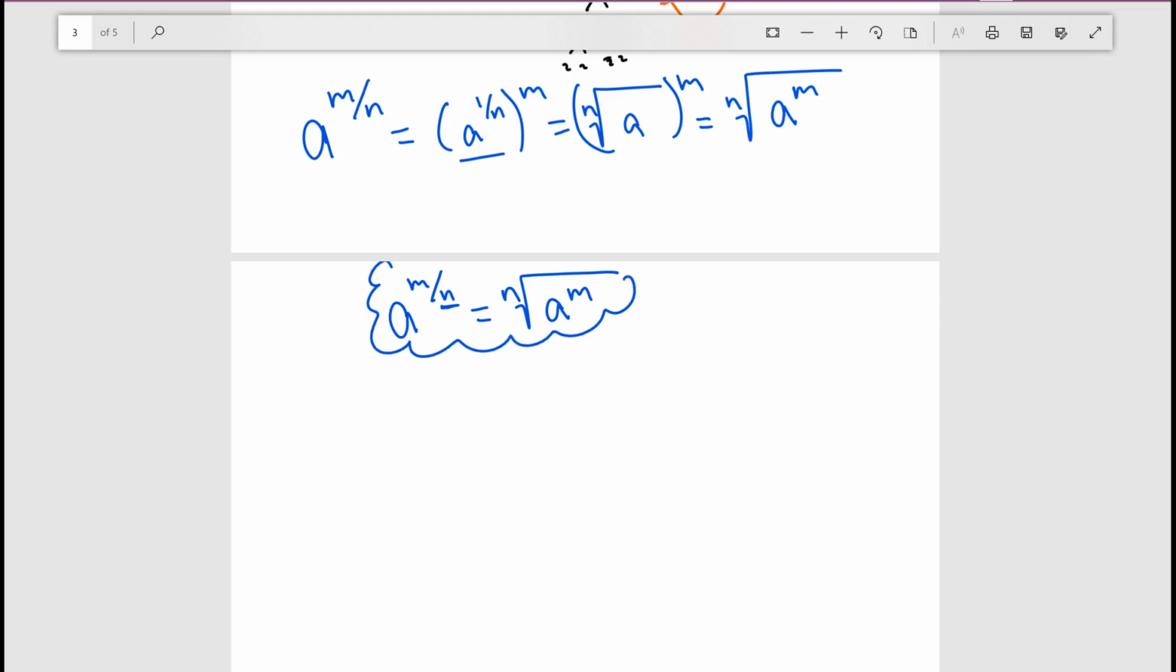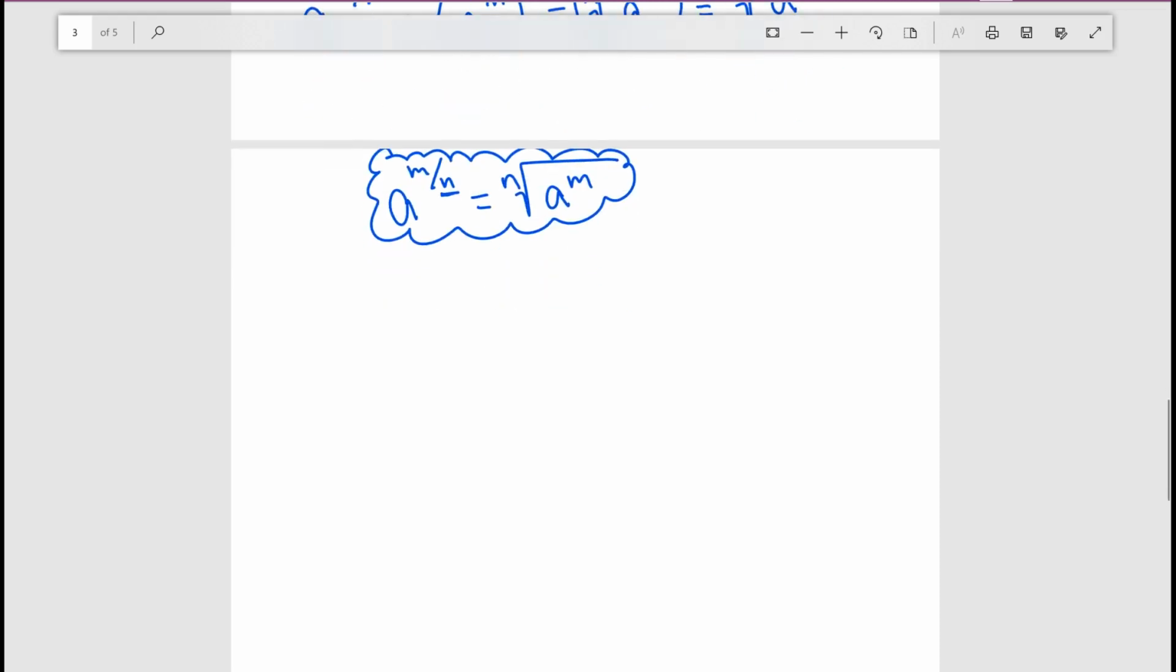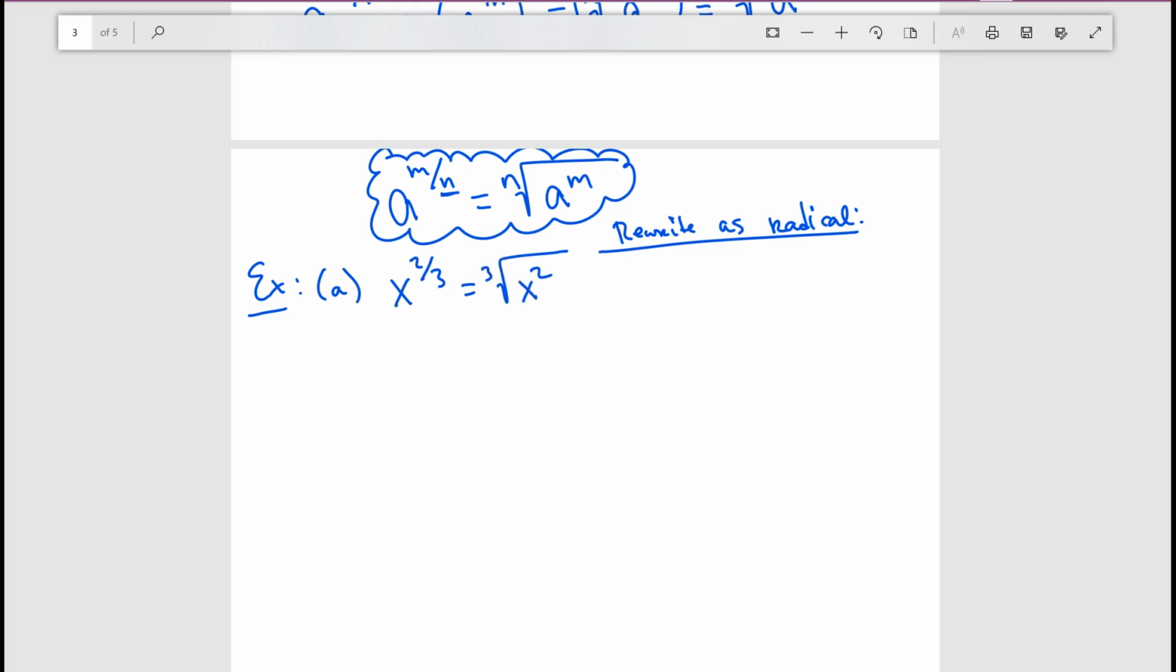Okay, so this is really important. So let's do some examples. So what do you think x to the power of 2/3 is going to be? Don't simplify, let's just rewrite it as a radical. So remember the denominator is going to be the root. So that's going to be the cube root of x squared. Okay, that's going to be my answer.